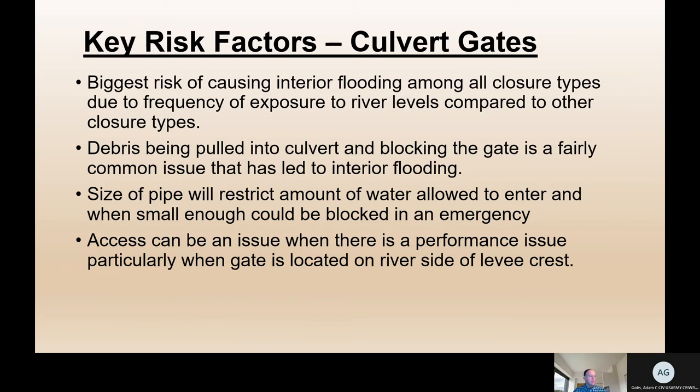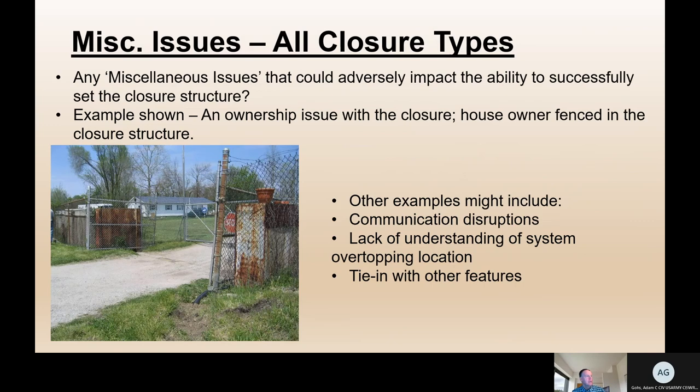And then once that problem is discovered, the toe of the levee on the riverside is underwater and it's difficult to deal with. And then miscellaneous issues. This is a case where a homeowner is on the wrong side of the levee but decided to build a security fence around the flood wall, which he considers his own private property, and so it makes access by the sponsor difficult.